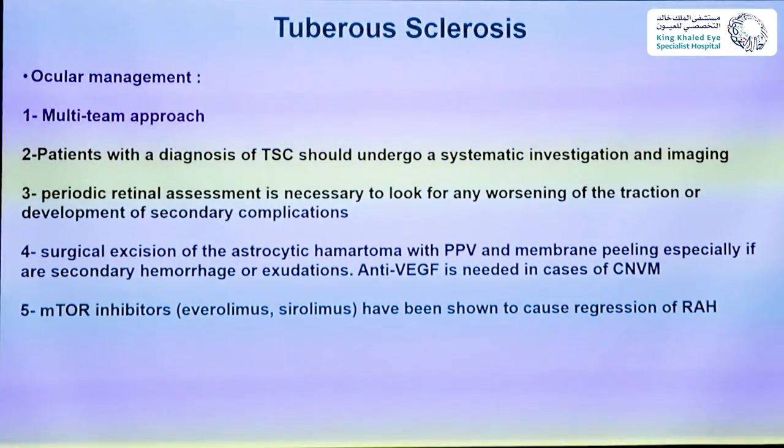Again, as in any phakomatosis, a multi-team approach is needed. They should undergo a systemic investigation, and retinal assessment is necessary because, as I said, they are most likely stable, but you should pay attention to complications. Surgical excision has been tried for the astrocytic hamartoma with PPV and membrane peeling, and it showed favorable prognosis and good outcome. Anti-VEGF is needed in cases of CNVM. These are new indications that were given before for subependymal nodules associated with tuberous sclerosis, but it was found that even if given for that, the astrocytic hamartoma decreases in thickness.